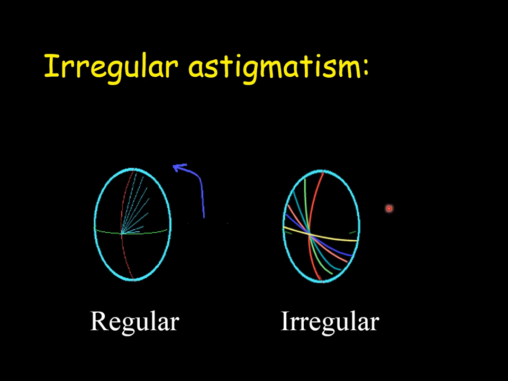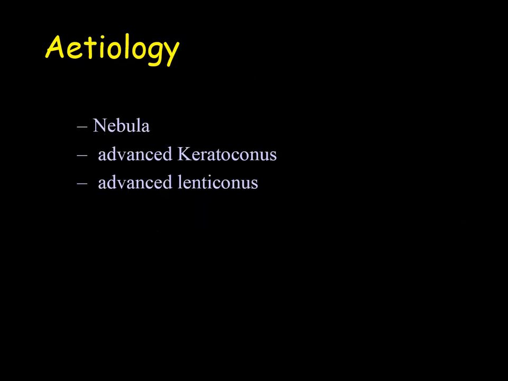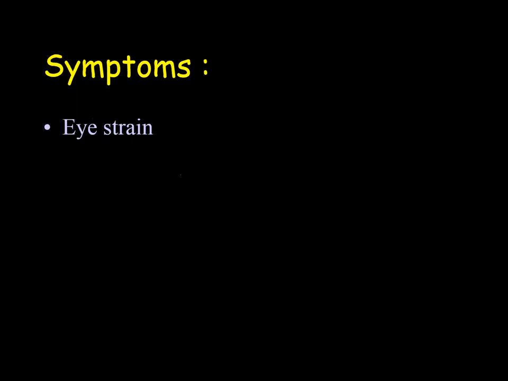In case of irregular astigmatism, we don't have the conditions we described in the regular type. We may have one meridian of one power, the next one of another, stronger, the third one weaker, then stronger, then weaker, then stronger, any abnormal arrangement. Etiology can be a faint opacity in the cornea, advanced cases of keratoconus, or advanced cases of lenticonus. Mainly, the patient will complain of eye strain or distorted vision.